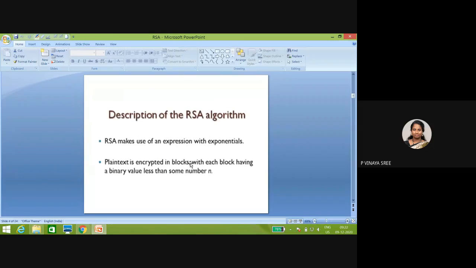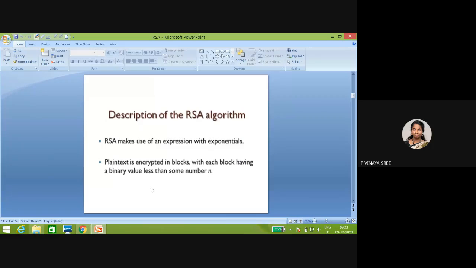Now the description of the RSA algorithm. Try to understand carefully. Today's concept is RSA, but you should know the previous basic concepts of public key cryptography, then you can understand clearly. RSA makes use of expressions with exponentials. It will be like the plaintext to the power of an exponent, P power E, and ciphertext powers, exponentials will be used.